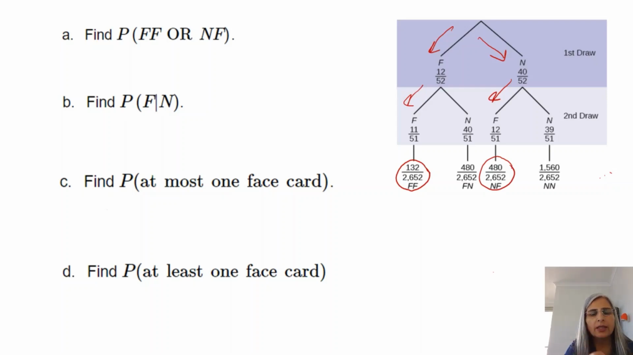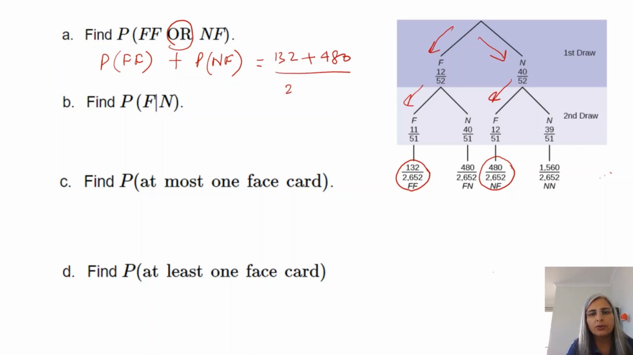And we know that in statistics, the word or, when expanded, turns out to be the summation of individual probabilities. So probability of FF plus probability of NF. So this would be 132 plus 480 divided by 2652. And I leave it to you to compute it.